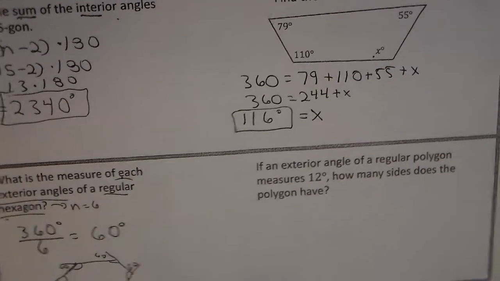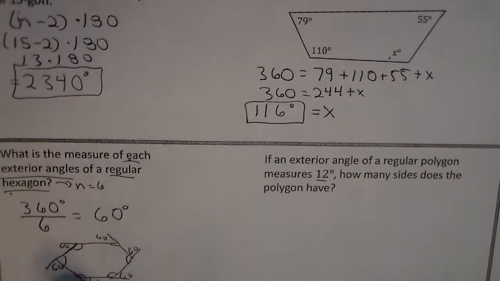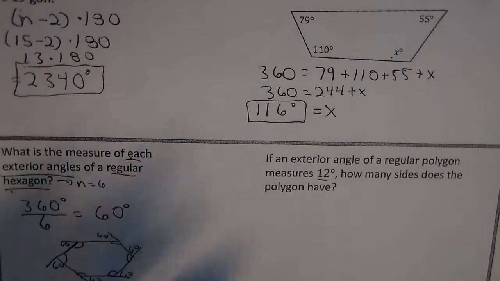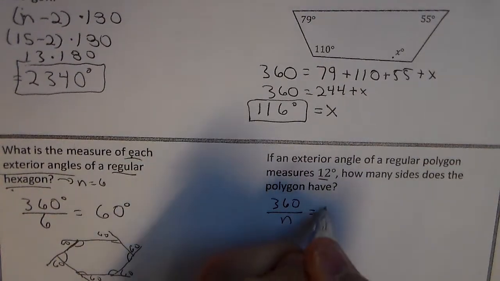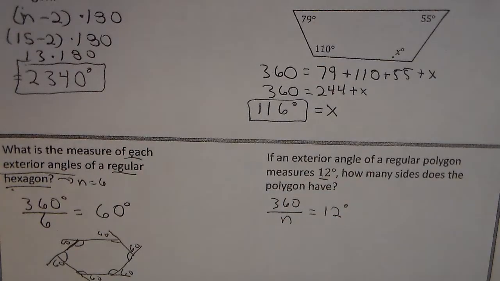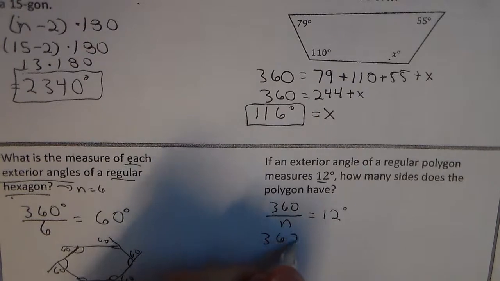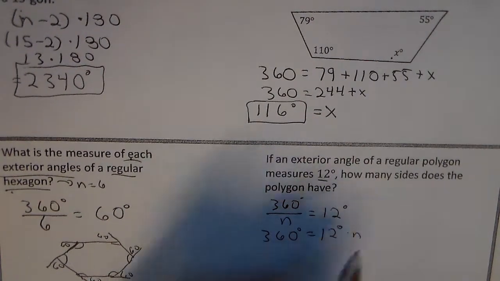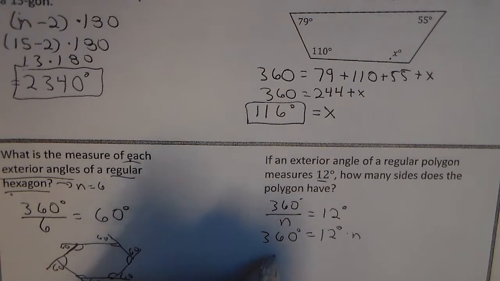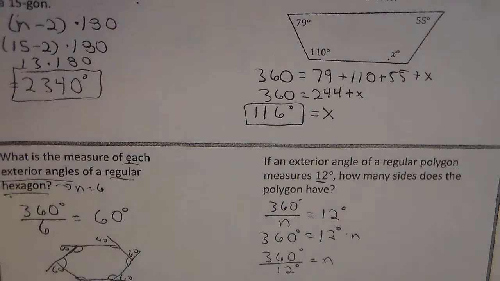Next one, if an exterior angle of a regular polygon measures 12 degrees, how many sides does the polygon have? So this is taking this problem and solving it backwards. So 360 over n is what we're using. We know 12 degrees. So if I multiplied n to the other side, I'd have 360 degrees equals 12 degrees times n, and then divided 12 back, I get 360 over 12 equals n.